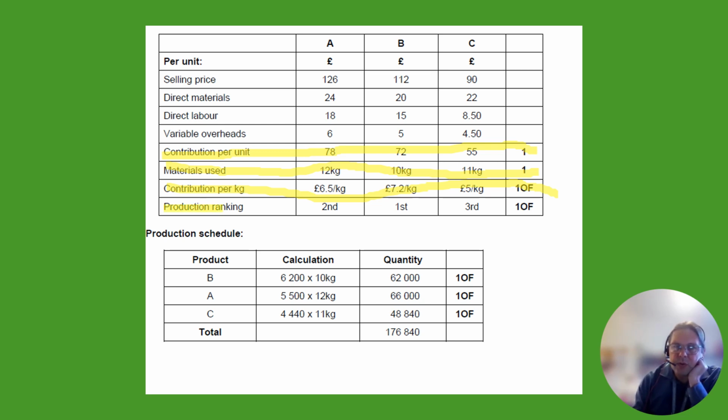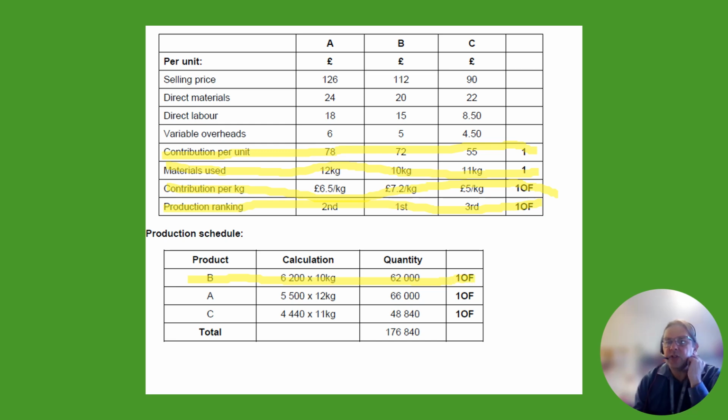We're then going to rank them in order. So you're going to make sure that you put B as number 1 because that's the highest contribution per kilo, A is second, and so on. Own figure, but again, if you're ranking them with an incorrect figure, you're still showing you understand that's what you've got to do. So you're going to get 1 mark. So we've got 4 marks at this stage. Then we're going to do a production plan. Like we said, we've ranked B as number 1, so because of that ranking, we're going to produce as many of B as possible.